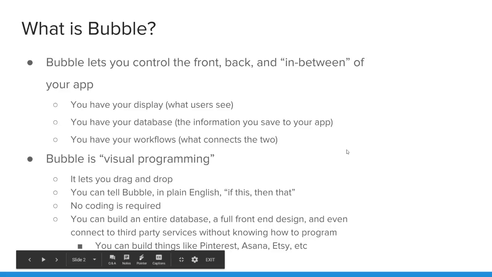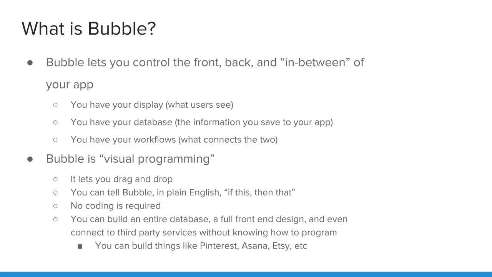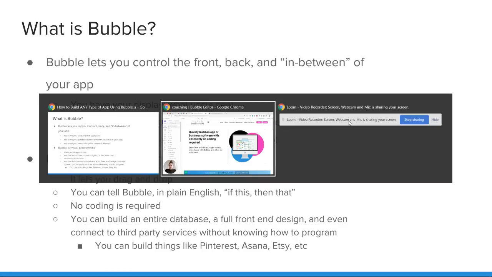Bubble lets you connect three parts of an application. There's the front end, so everything that your users, your app visitors will see, the design of everything, how it looks, things like that. With the back end, which is usually your database. So anytime you need to save information to your application, it will be going into a database that is specifically for your app. And I'll talk more about that in a moment. And you can connect those two, the front end with the back end, using something called workflows. This is basically how you tell Bubble to make things happen in your application. So I'm going to show you a quick example here.